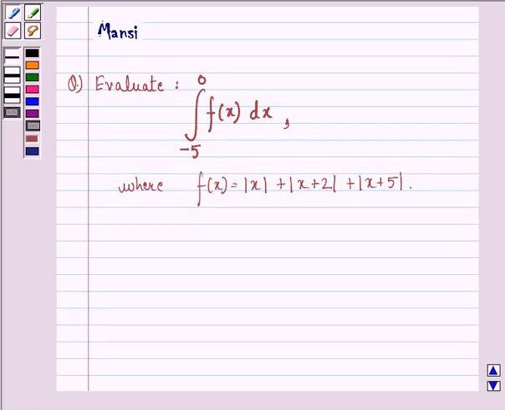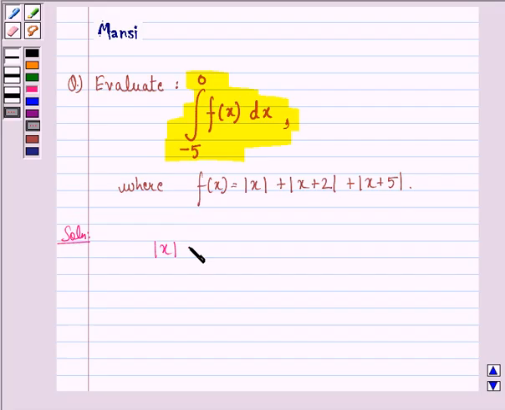Let's work out the following question. The question says, evaluate the integral where limit goes from minus 5 to 0, f(x) dx, where f(x) is equal to mod x plus 2 plus mod x plus 5. So, let us start with the solution to this question.